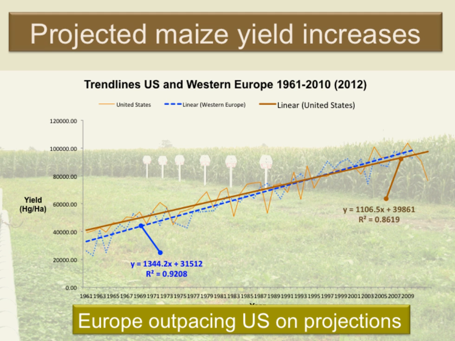One of the most glaring differences between the United States and Western Europe in the last 15 years is that the United States has adopted genetically modified maize and Western Europe has not. That does not seem to have penalized in any way the production from Western Europe.